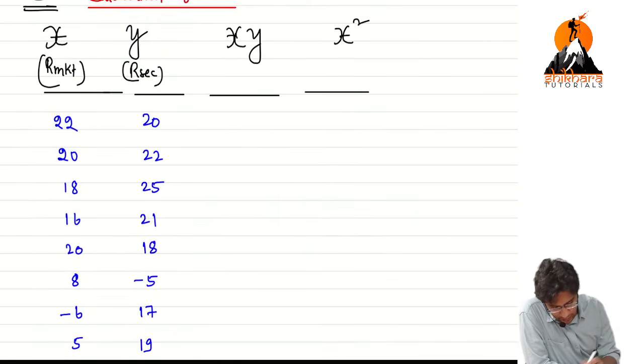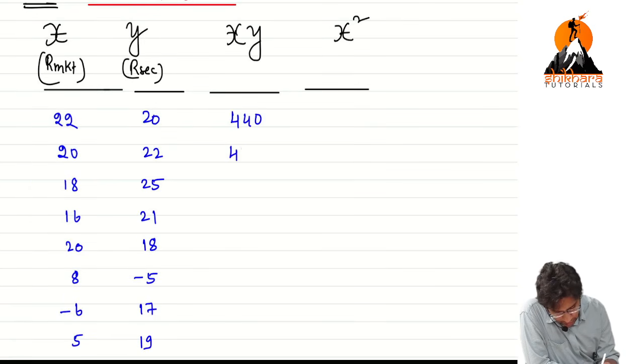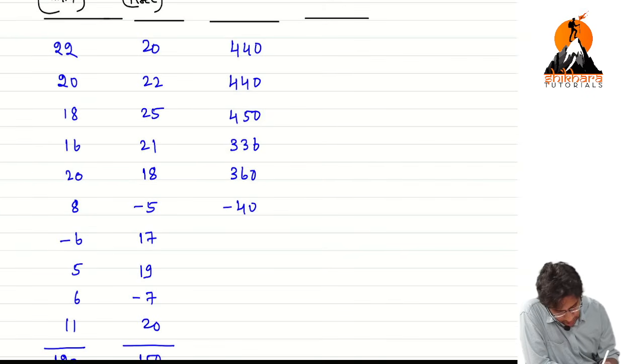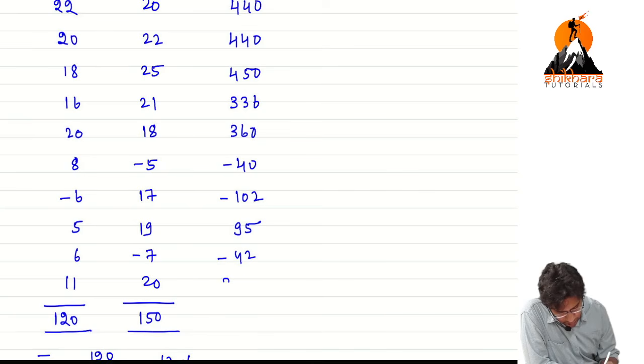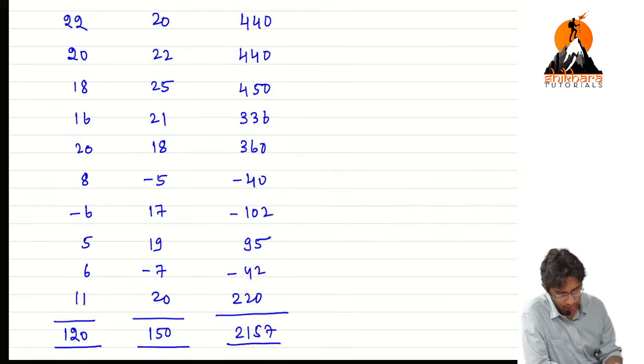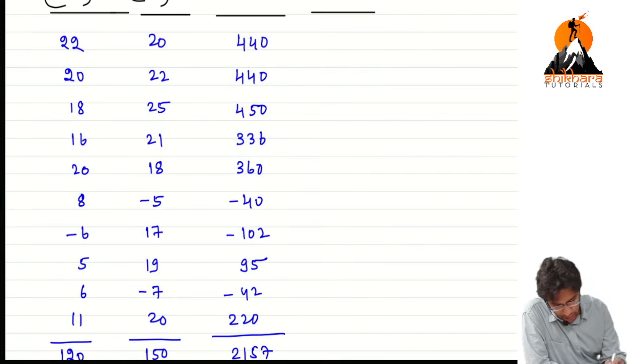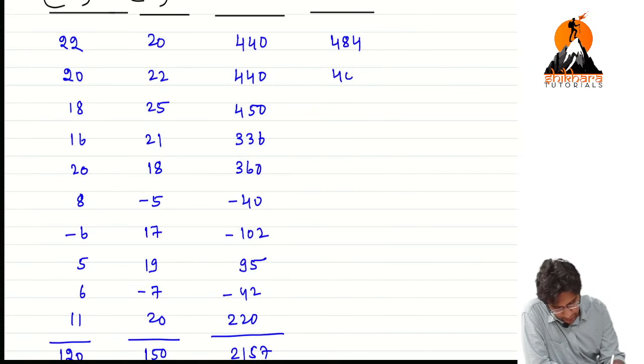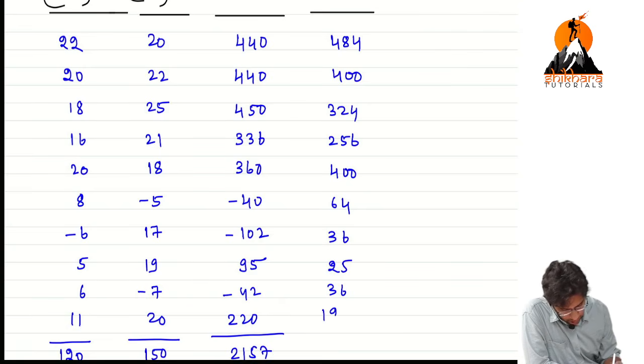Next, XY summation. How much? 440. Again 440. 450. 336. 360. Minus 40. 102. 90. 42. 220. Total. Next, x square: 484, 400, 324, 256, 400, 64, 36, 25, 121.